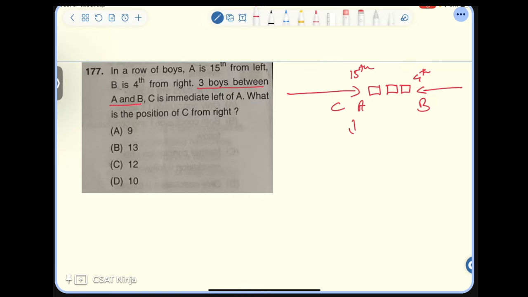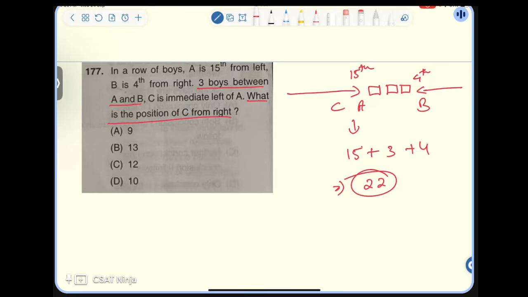Till A, there's 15. Till B, there is 4 from the right hand side. This is from the left hand side and this is from the right hand side. And between them, how many people are there? There are 3 there. 15 plus 3 is 18. 18 plus 4 is 22. But what is asked? What is the position of C from the right? From the right.